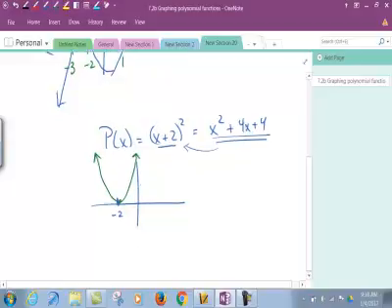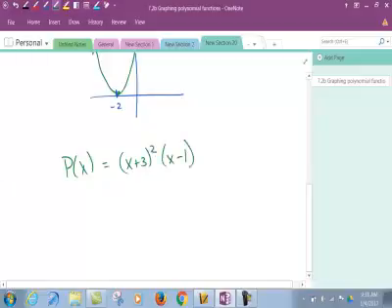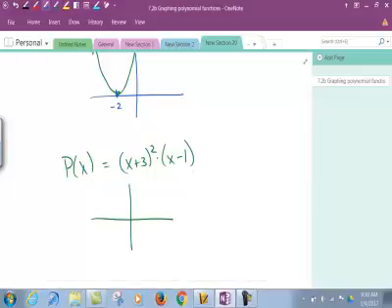All right, using that same idea, let's go ahead and look at this polynomial. What about if we have x plus 3 squared, and then let's multiply by a factor of x minus 1. So what would the graph of this look like? Well, the first thing we do, just like before, is we find the x-intercepts, and this time there are only 2, even though it is a cubic polynomial.